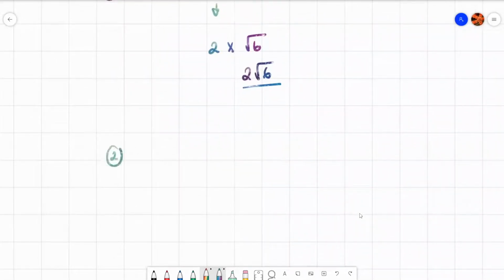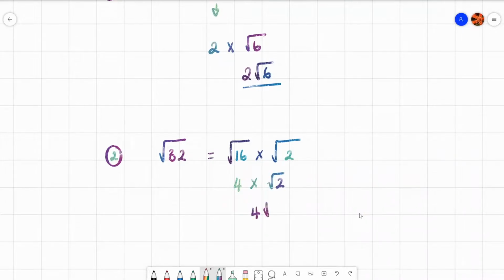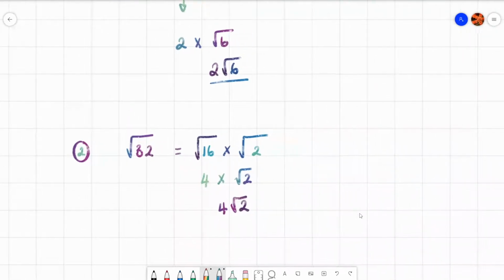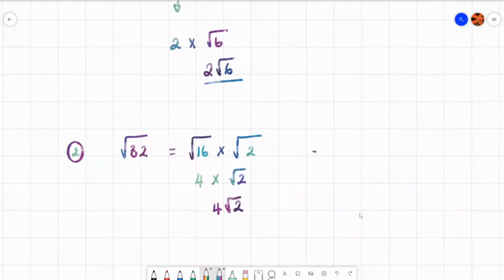Let's have a look at another example. The square root of 32. Okay, so again, two numbers that multiply to make 32, with one of them being a square number. So I can think of 16 times 2. I know that the square root of 16 is 4. I can't simplify square root 2 any further because there's no square number that goes into the number 2. So that's going to stay as it is. So my answer is 4 root 2. Now, there is more than one way of doing this. So don't worry about it if you had other numbers in your mind.